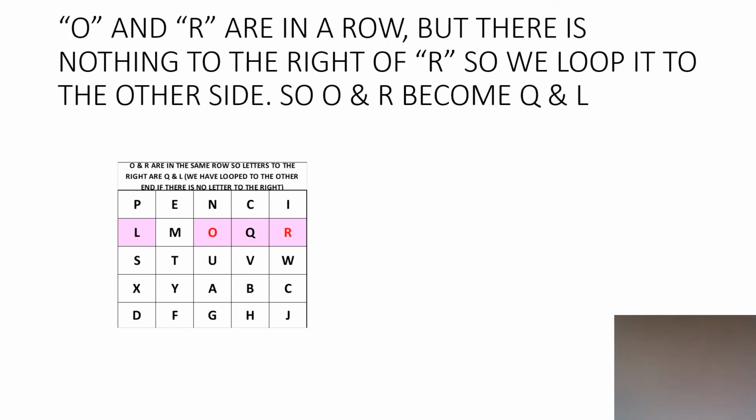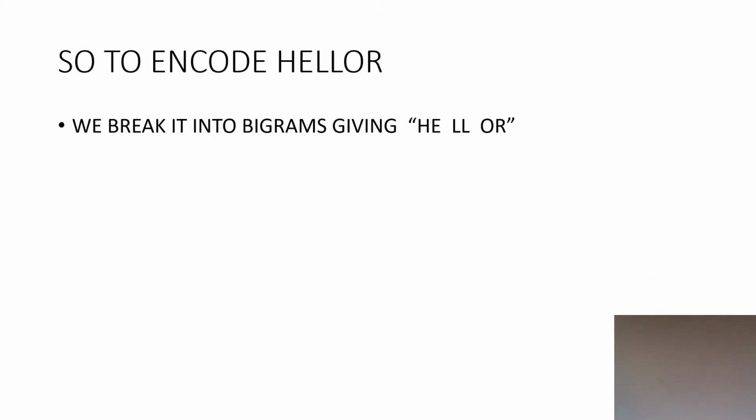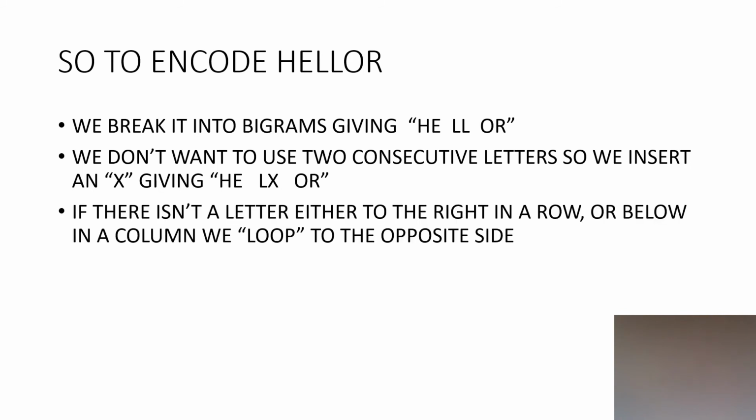The next one is O and R. They're in a row, but there is nothing to the right of R, so we loop it to the other side. So O and R become Q and L. So to encode, we break it into bigrams, Hellor. We don't want to use two consecutive letters, so we insert an X, giving HELXOR. And then if there isn't a letter either to the right in a row or below in a column, we loop to the opposite side. So Hellor becomes FCSDQL.